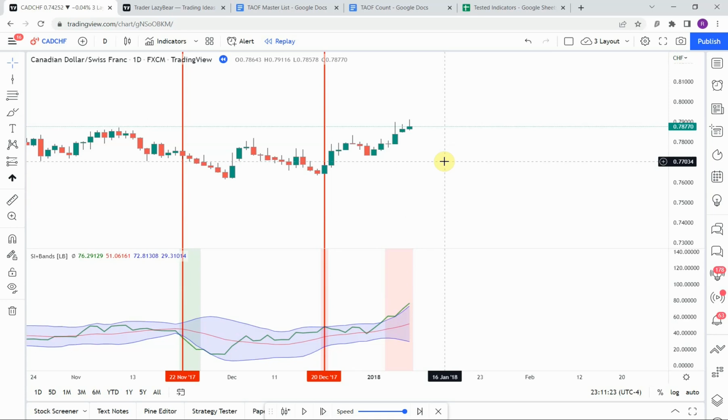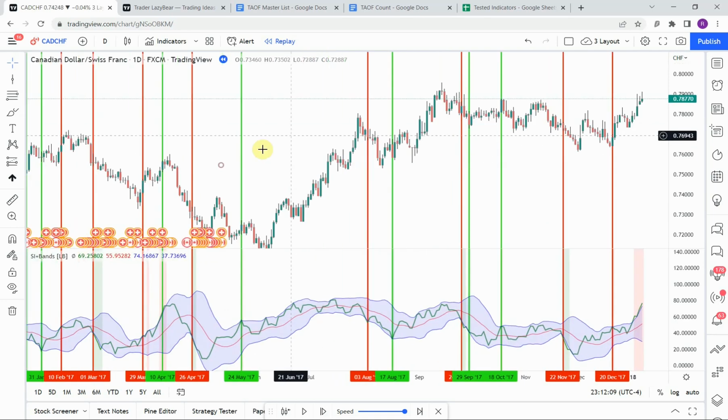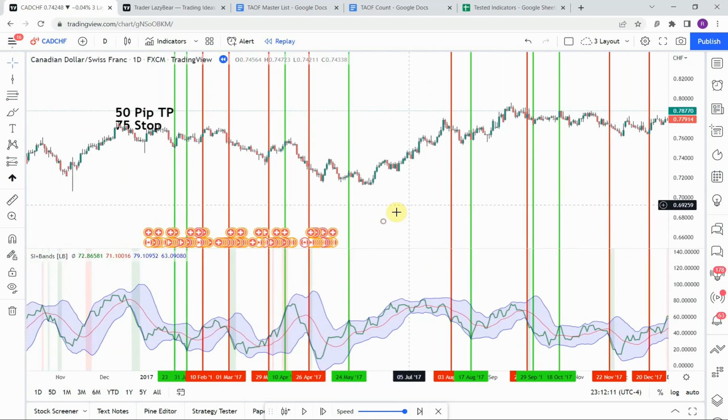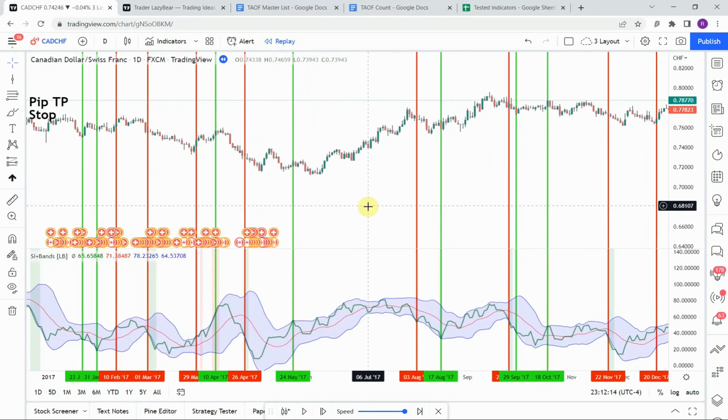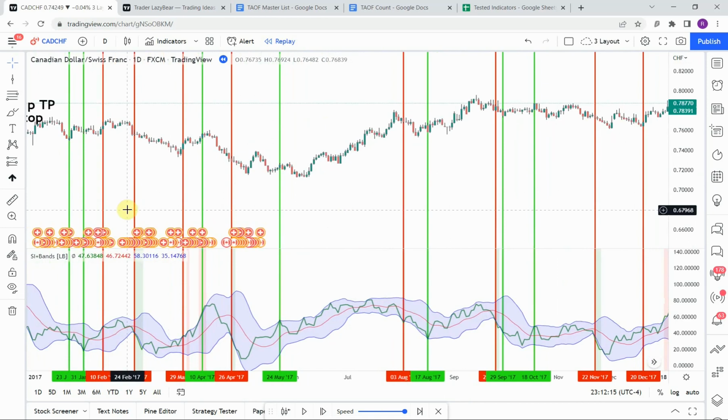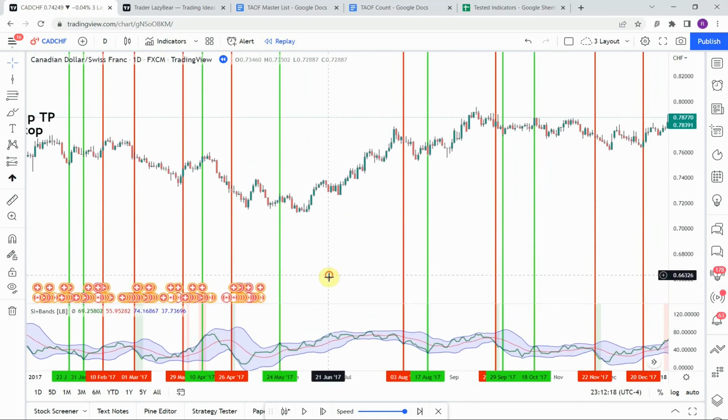I highly recommend it. All right, so let's go ahead and take a look at our indicator here. Let's get everything in focus. There and there. All right, let's go ahead and count this out and see what we get.